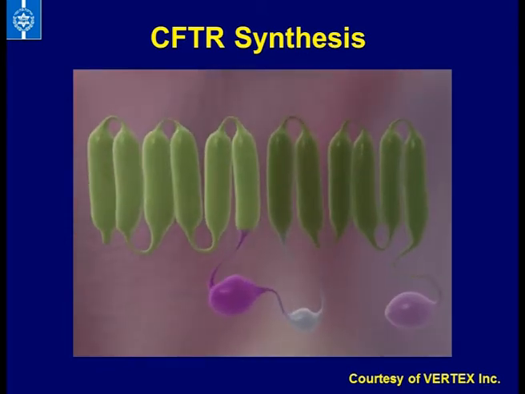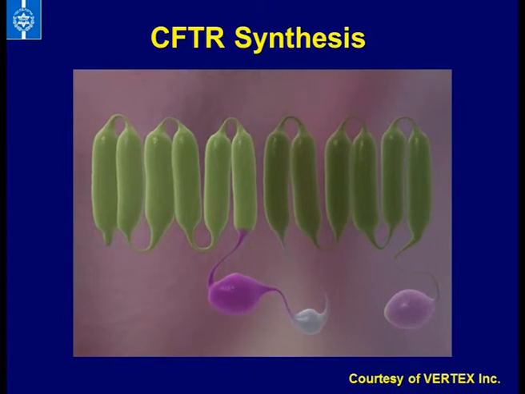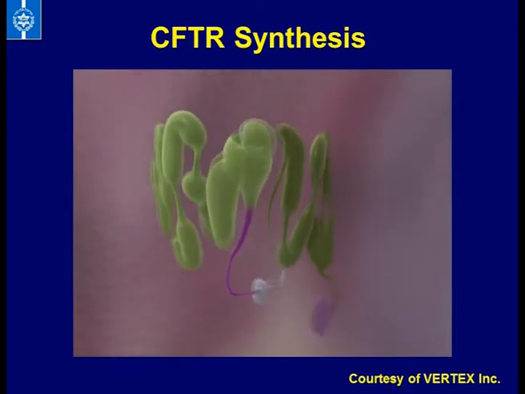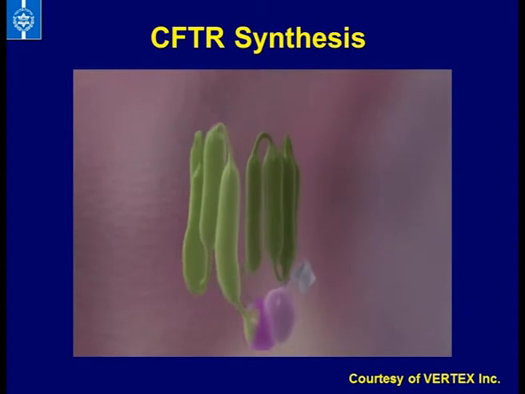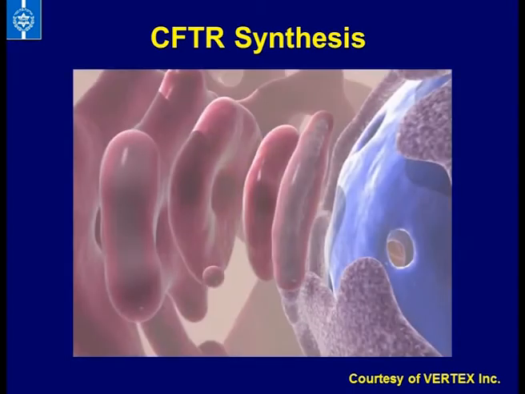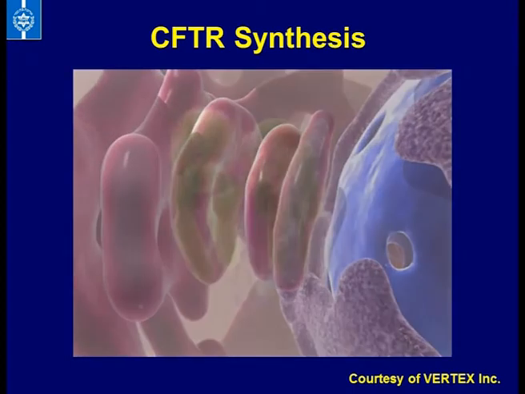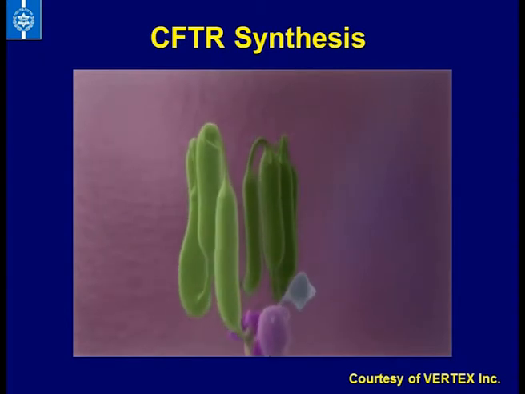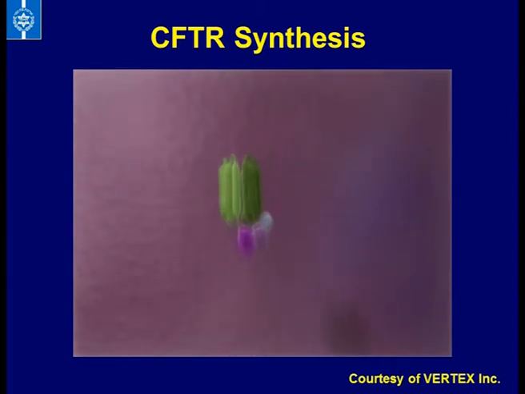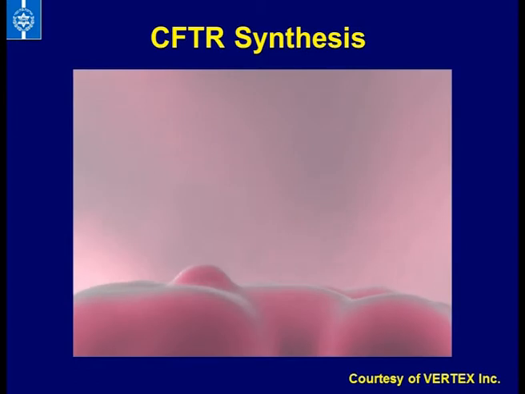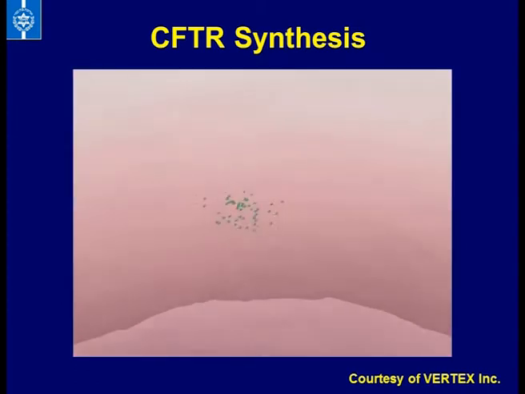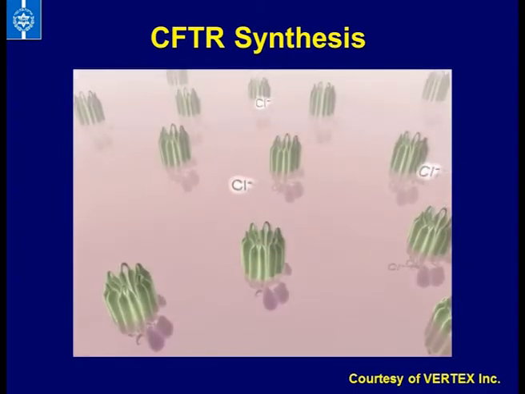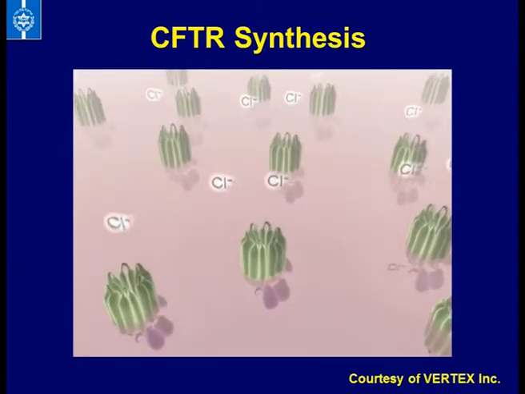In the endoplasmic reticulum, or ER, other proteins called chaperones help to fold the protein. CFTR is then transferred to the Golgi apparatus. From the Golgi, transport vesicles are created and the CFTR protein is transported to the cell surface membrane. This process is also known as trafficking of CFTR.